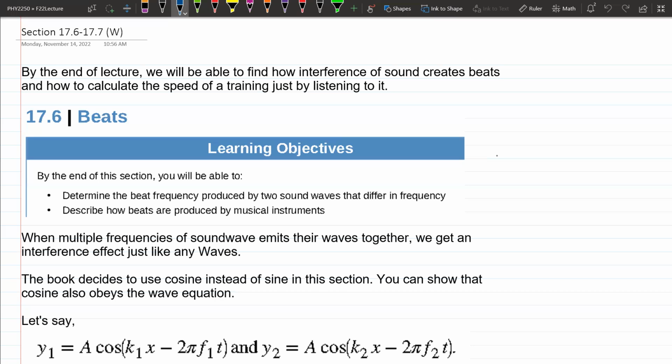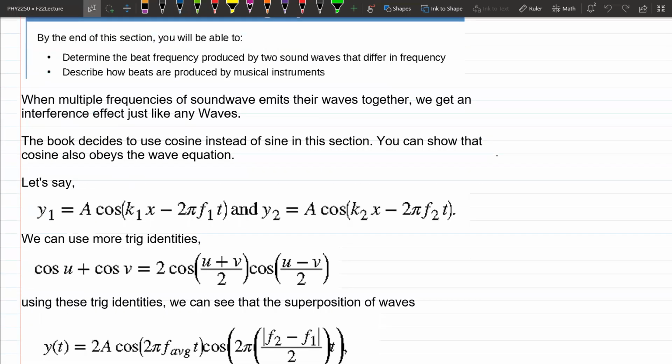Okay, and let's see how we can actually see this with math, right? Well, physics, but with a little bit of math involved because we have to deal with these sine and cosine equations, okay? So in this section, for whatever reason, the book decided to use cosine to represent waves instead of sine. But you know that cosine and sine are just the same function, shifted away from each other by pi over 2, right? I think the reason is that cosine has better trig identities to deal with this particular effect.